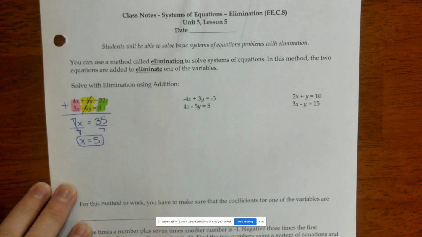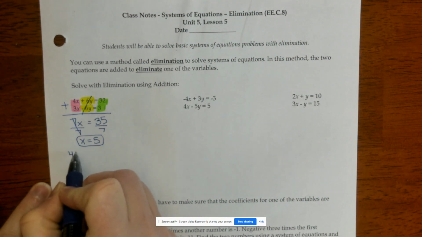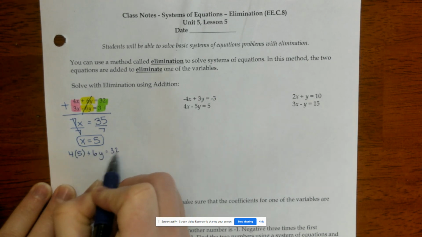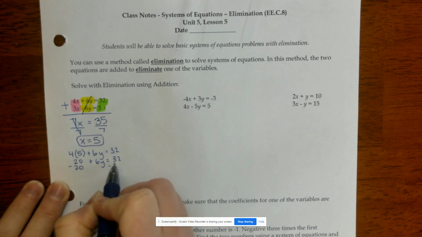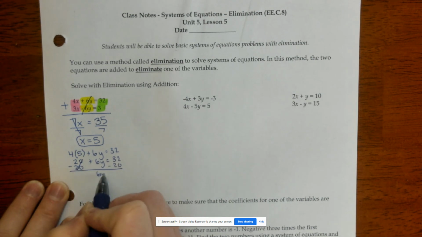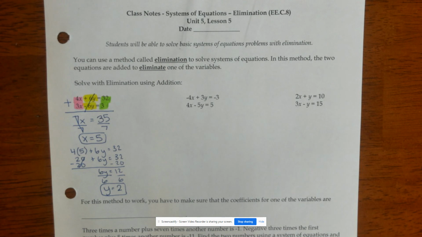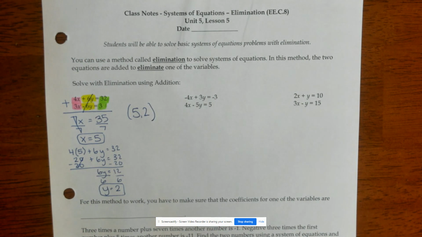And very quickly, I have my first variable, which is like, wow, this is great. Now I need to pick one of the two original equations. Doesn't matter which one. So in this case, I'll take the first one, 4 times 5 plus 6y equals 32. And I'm going to simplify one side so I get my two-step equation, and then solve my two-step equation in order to solve for the other variable. And so at this point, very quickly, I eliminated one variable, solved for the other, and then substituted back into an original equation and got (5, 2) as the solution to my system.